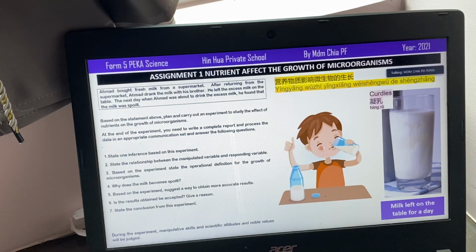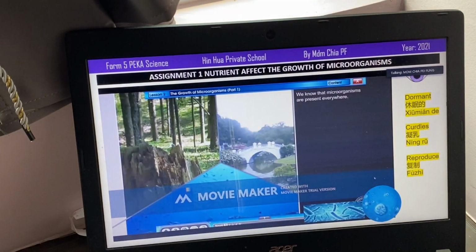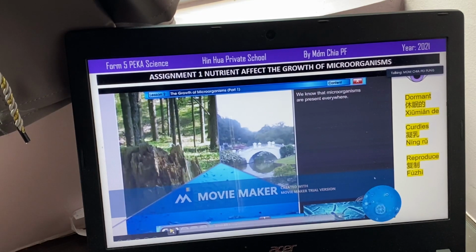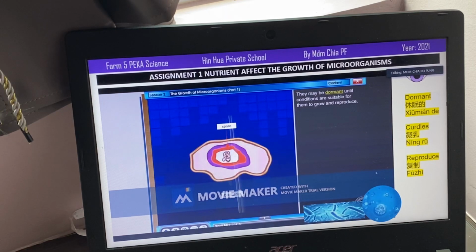Okay, so at the end of the experiment, you need to write a complete report and process data in an appropriate communication set and answer the following questions. So 我们有 question 1 to 7. In fact, question 1 to 6 到时候是在我们的 report 的 discussion part. And then question 7 will become a separate part from the conclusion. Okay, 就是这样子了，大概你们知道了，我们这个 first experiment 是讲的什么。So let us view this 短片，我们来看。So here we know that microorganisms are present everywhere. They remain dormant.